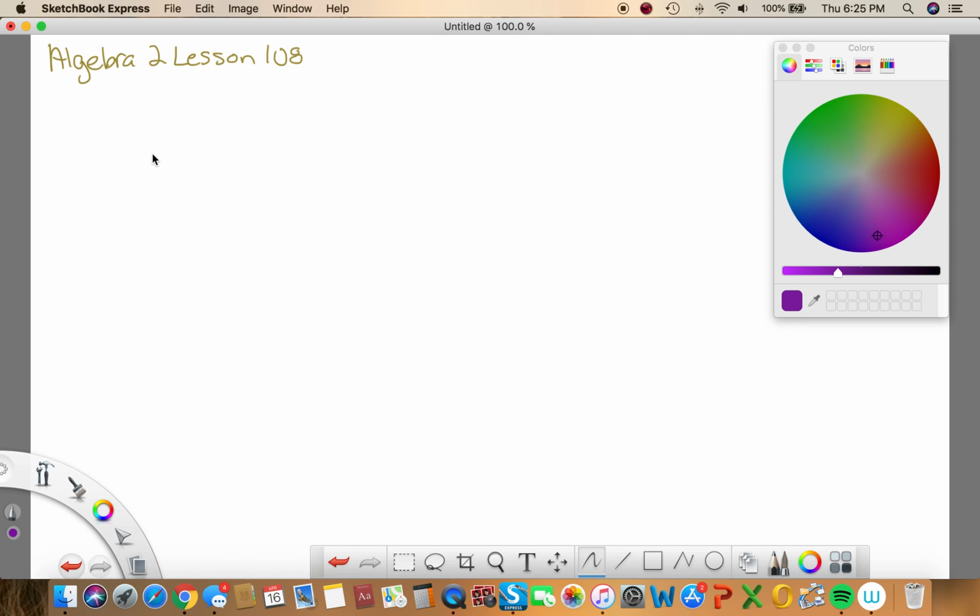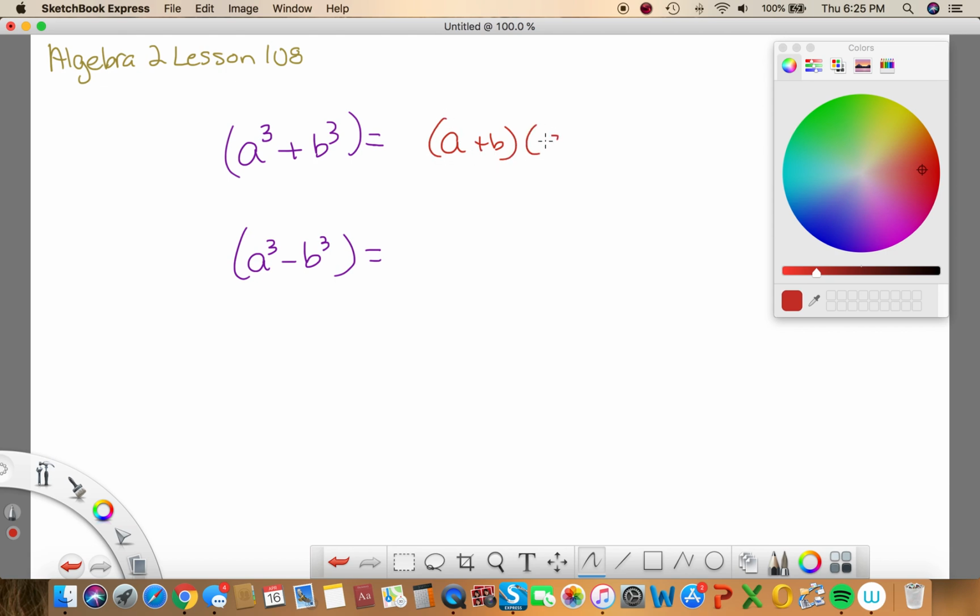We also have the sum and difference of perfect cubes. So you're going to see the formula. So here's the sum of perfect cubes, and here is the difference of perfect cubes. And these are special cases, and they have a pattern on how to factor them. This is where you have to memorize what the pattern is. So you would take a plus b times a squared minus ab plus b squared.